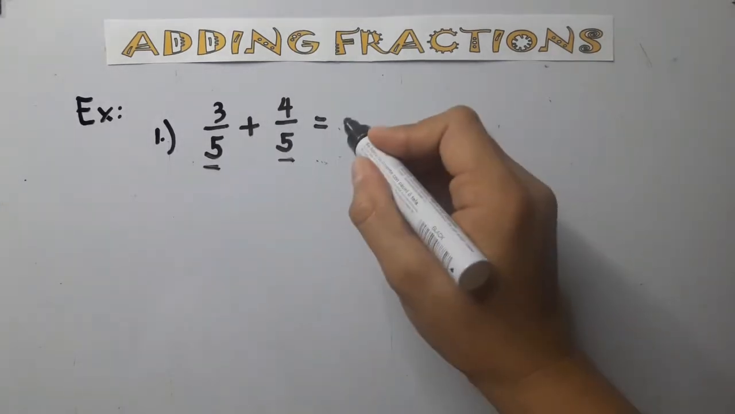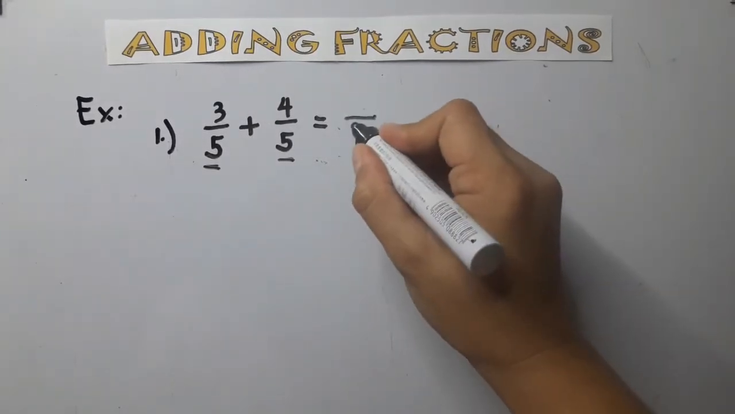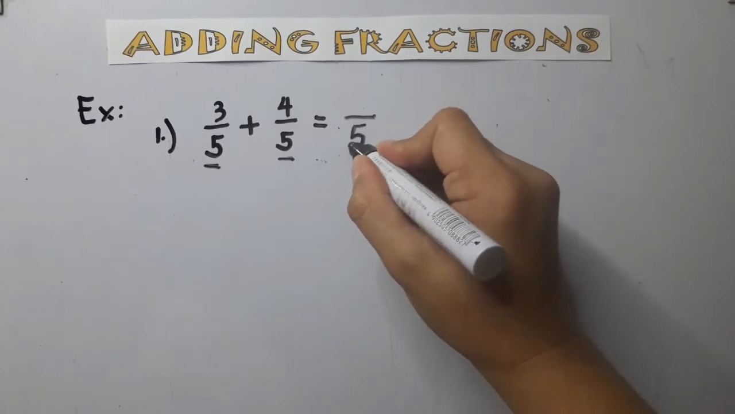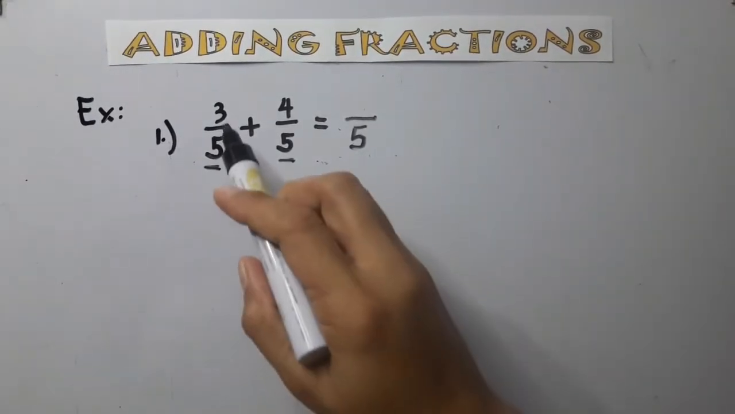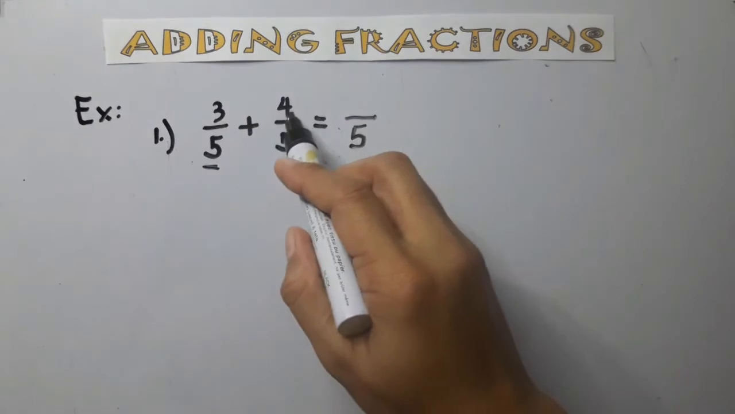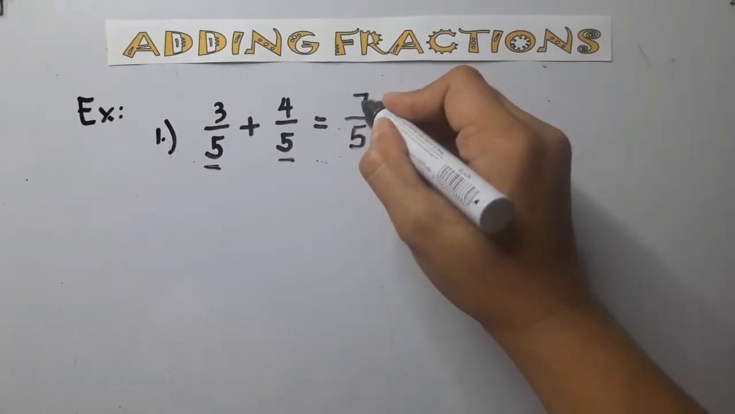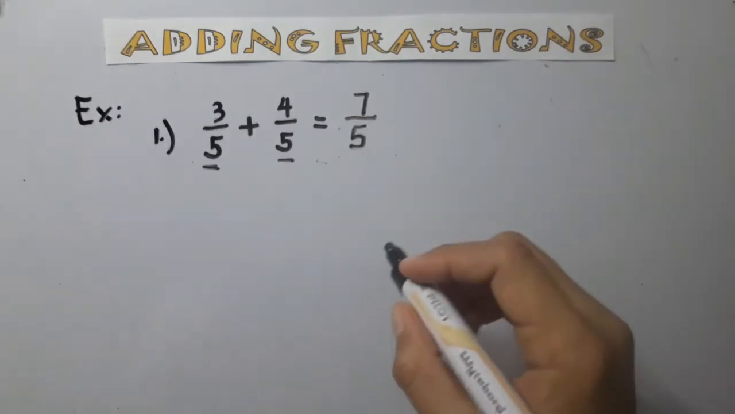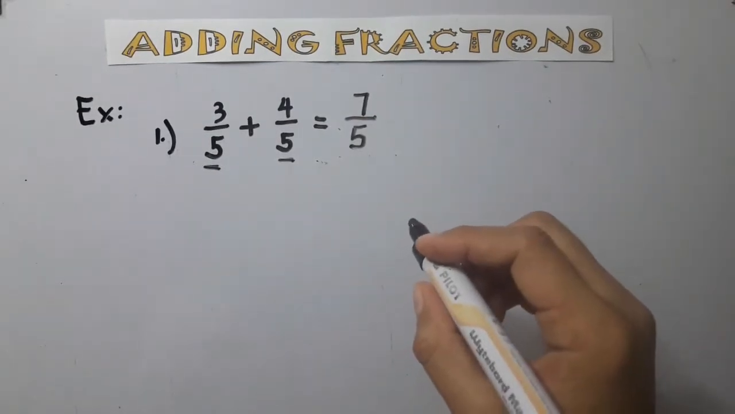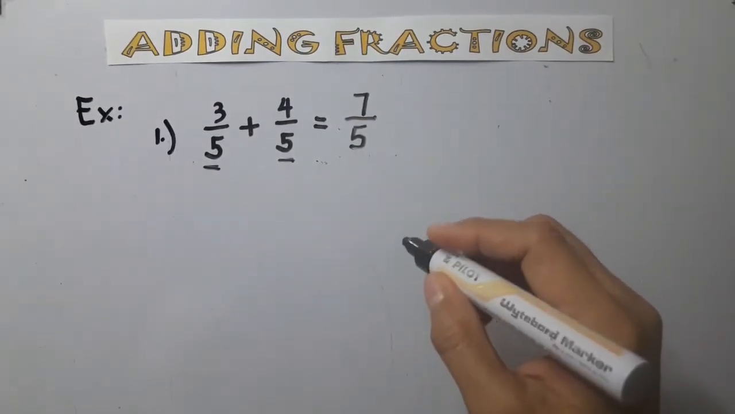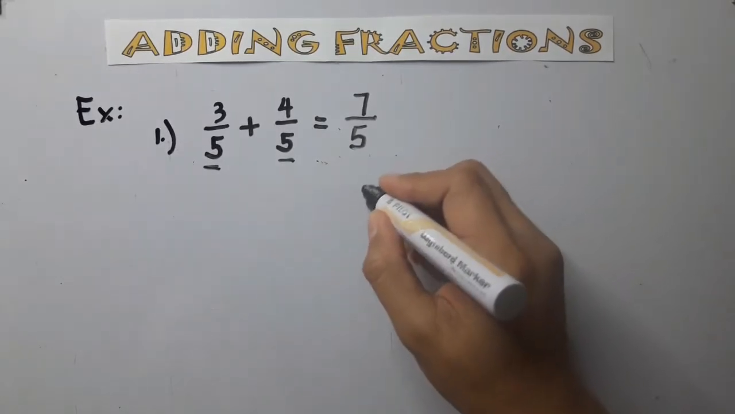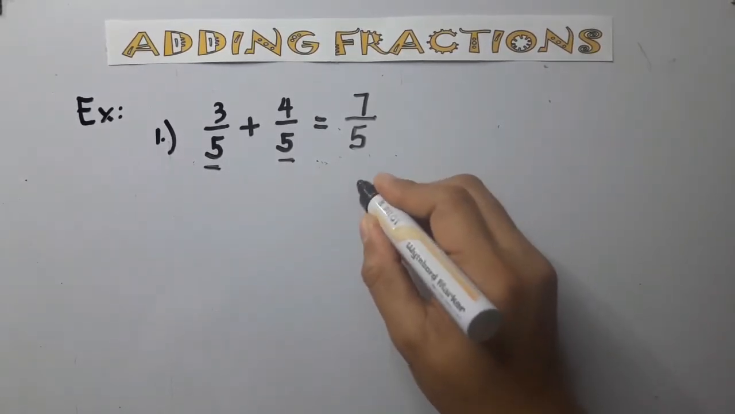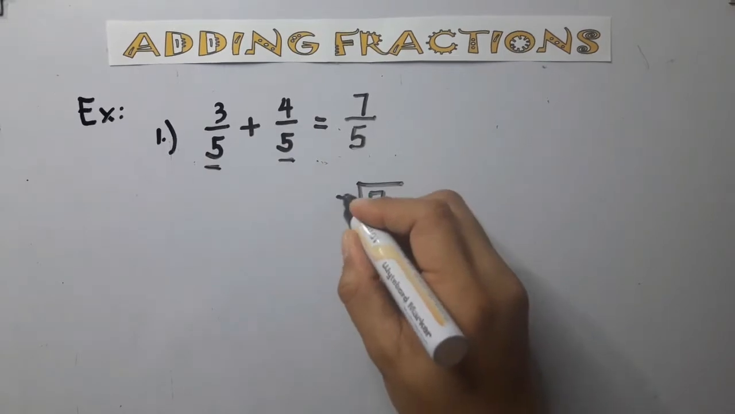So you are just going to copy the common denominator, which is 5, and then simply add 3 plus 4. So the answer is 7 over 5. Now, 7 over 5 is an improper fraction, so we're going to change that into a mixed fraction by dividing 7 divided by 5.